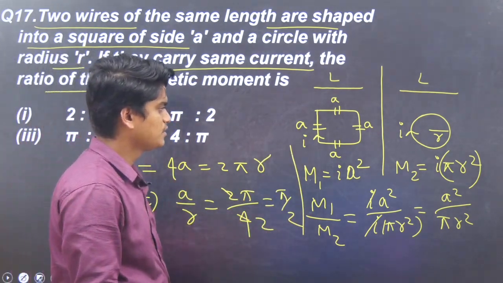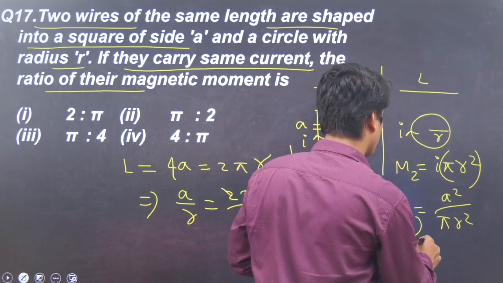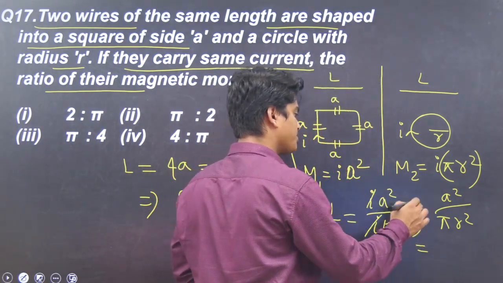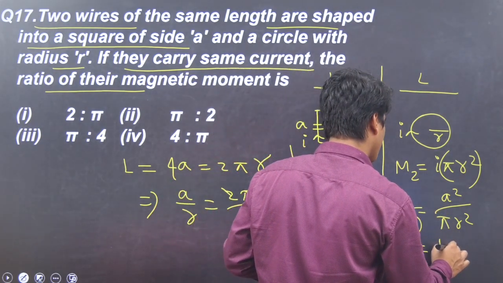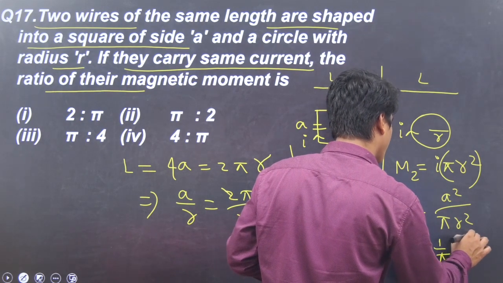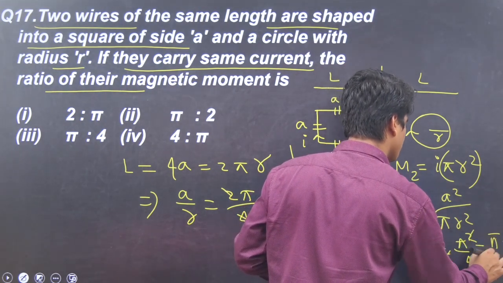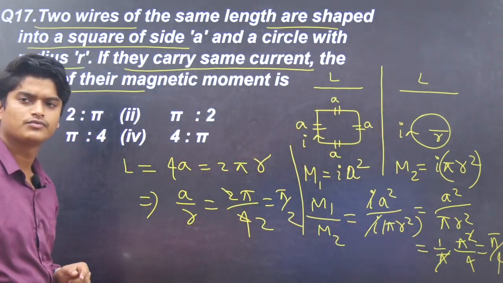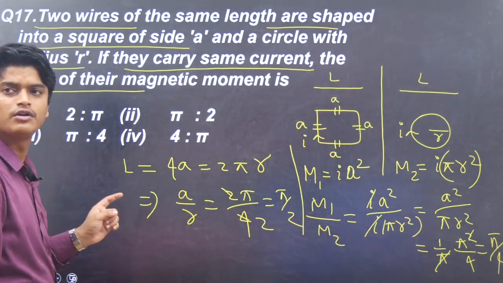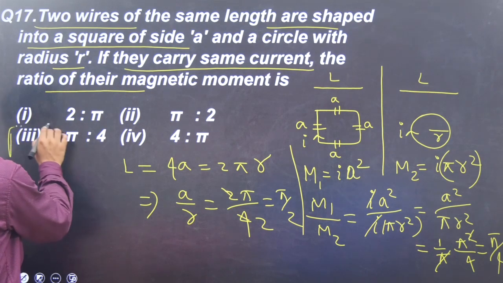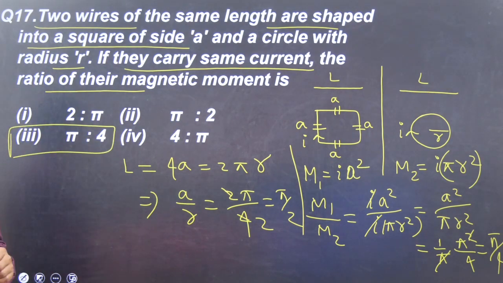Now if I put this pi by 2 for a by r, I get 1 by pi, then pi square by 4, then pi will cancel here. So the answer is coming pi by 4. So does everybody understand? Yeah, I hope you understand. Now come to the next question.